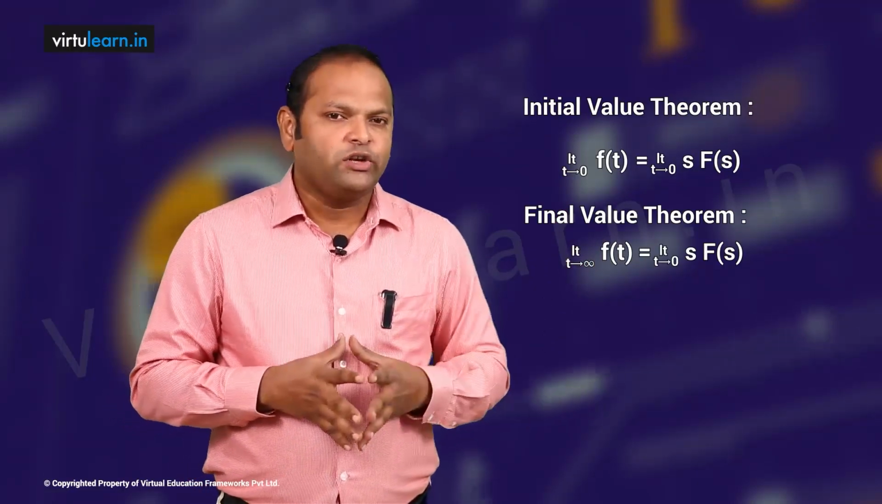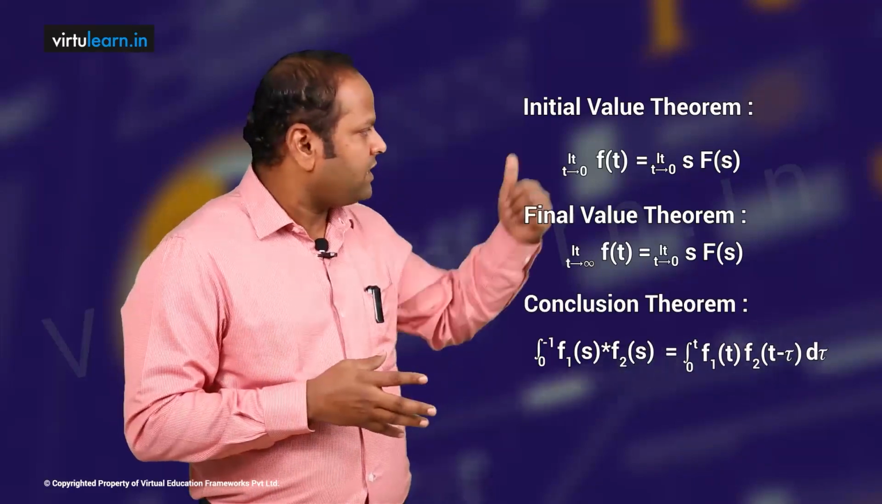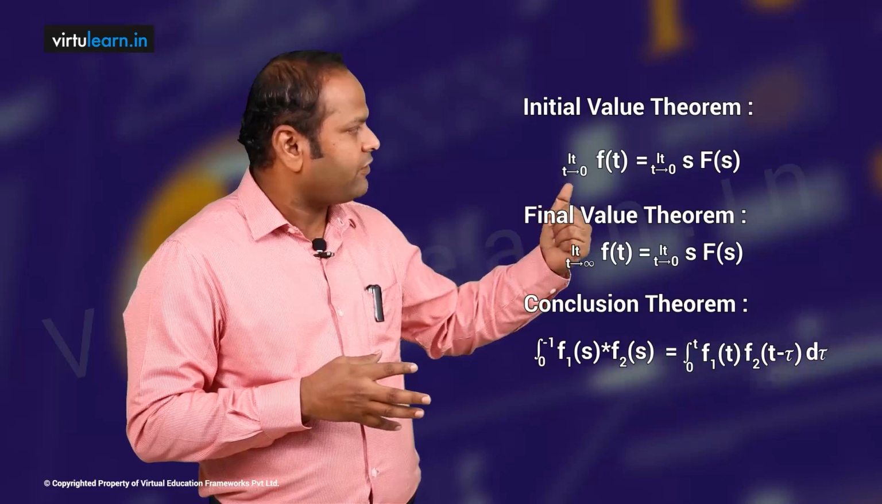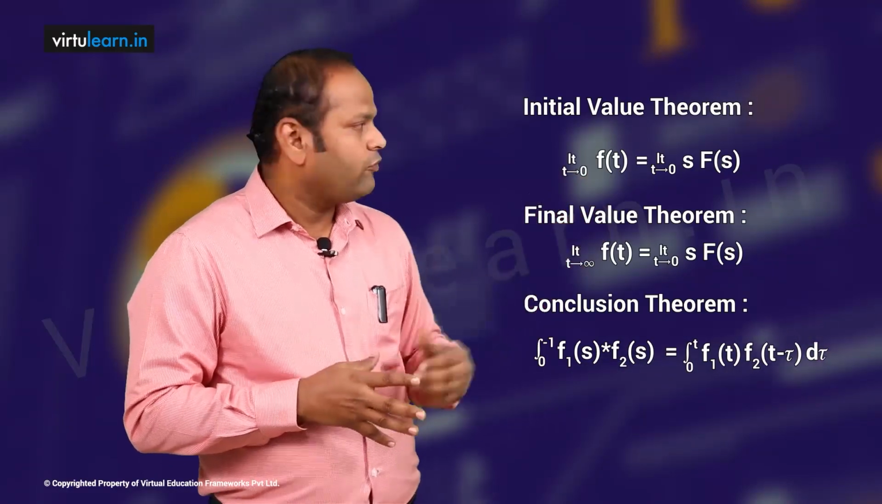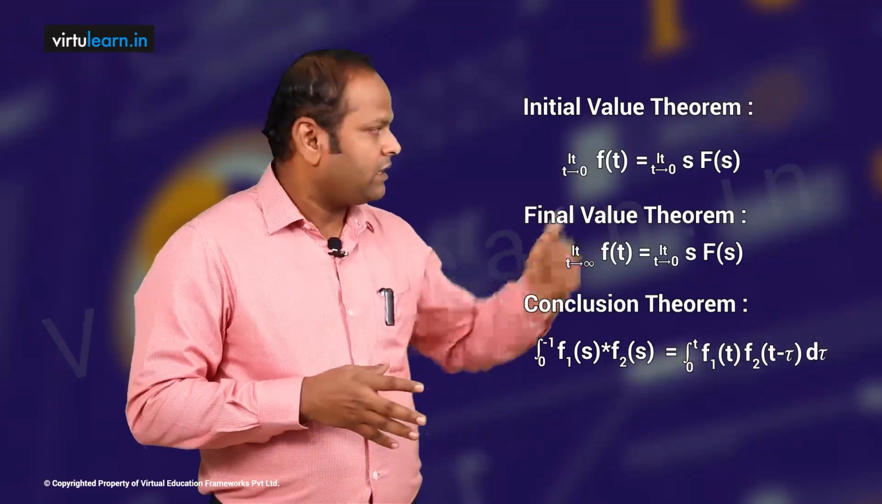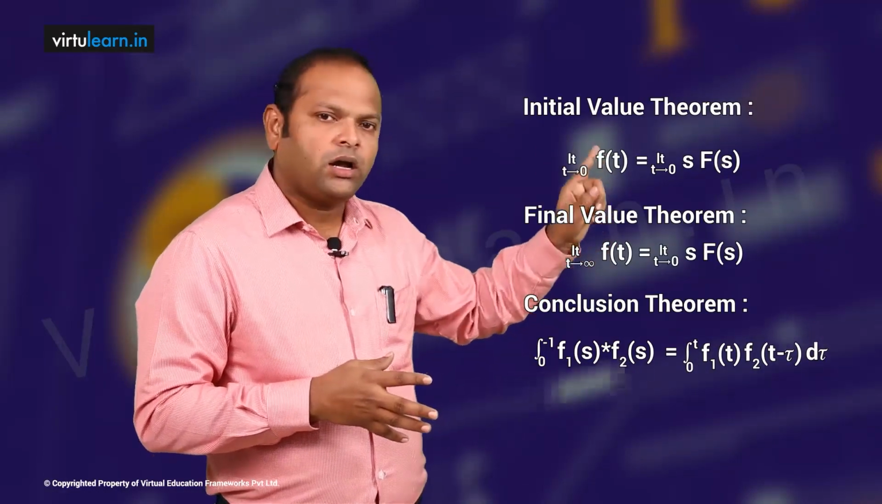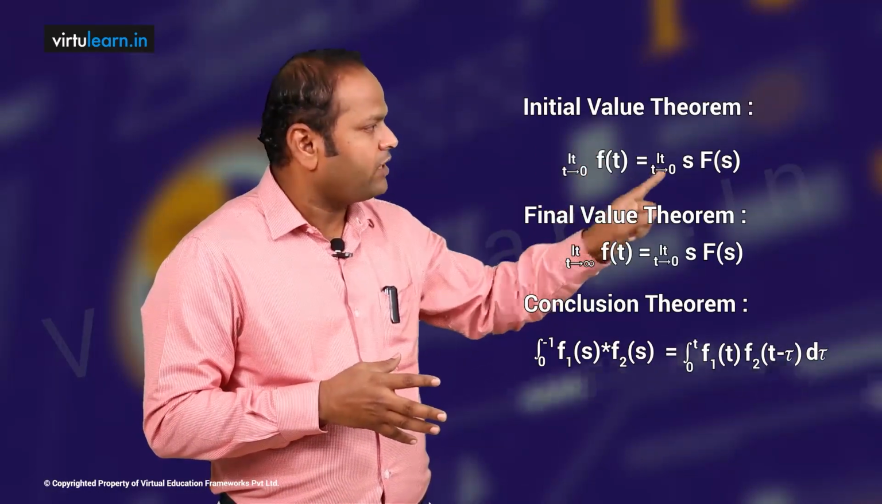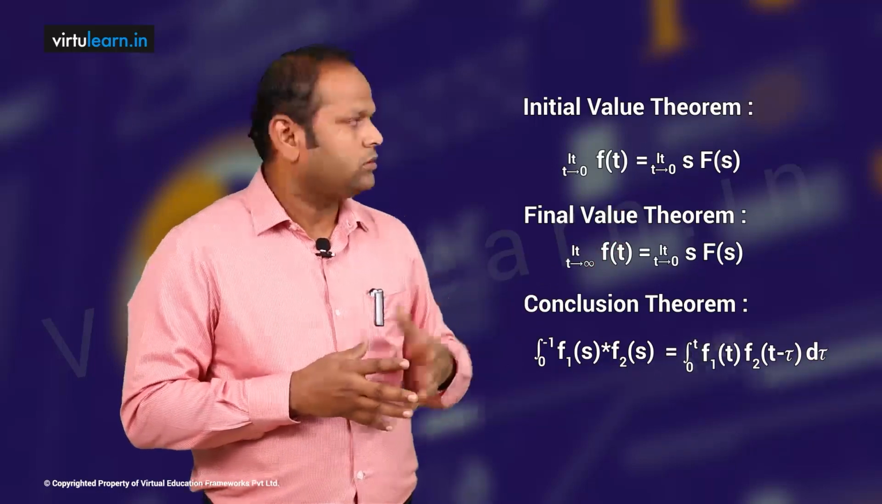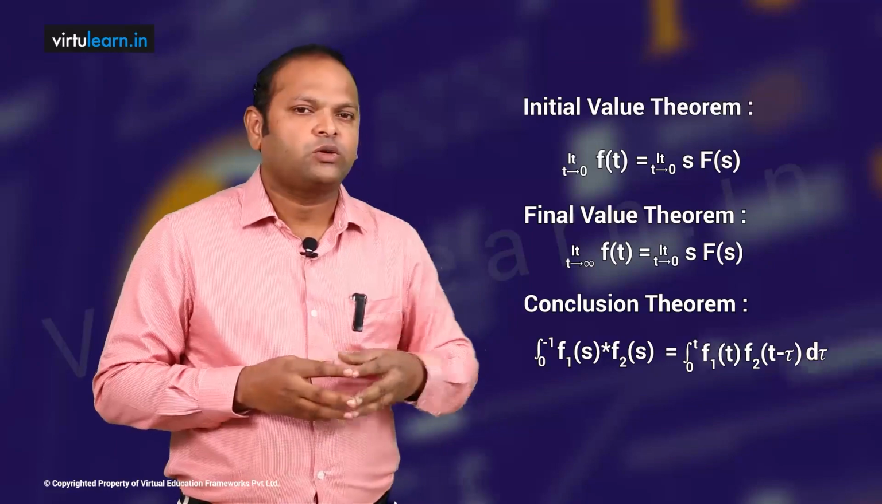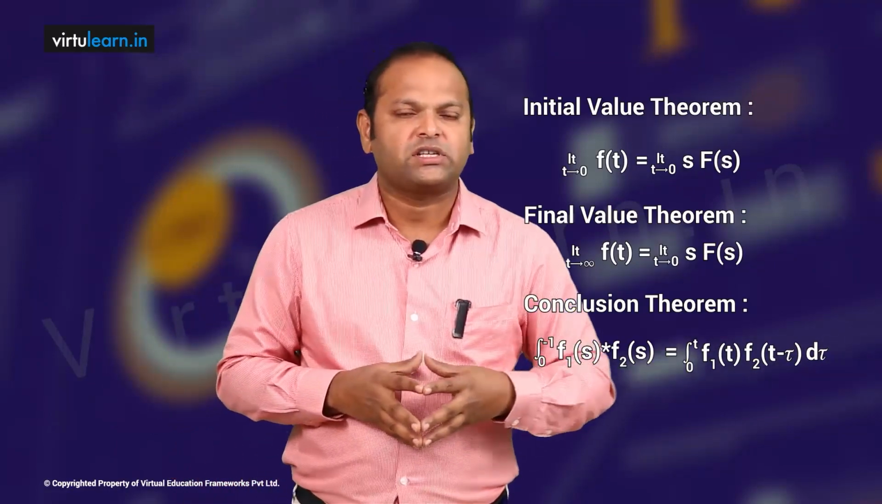And also we have the convolution theorem. The inverse Laplace of F1 of s and F2 of s we can write as the integral from 0 to t of f1 of tau, f2 of t minus tau, d tau. So these are the formulas and theorems useful for us to find the transfer function of the system.